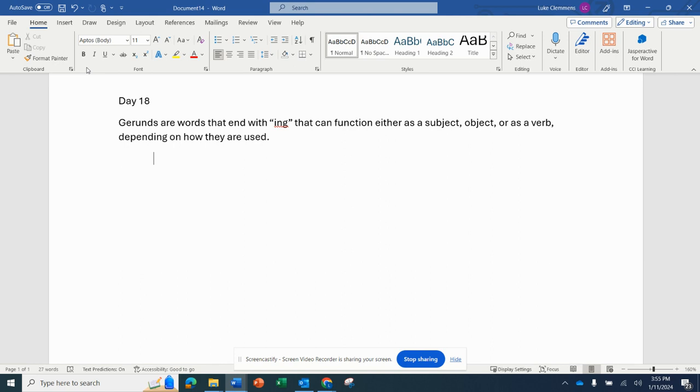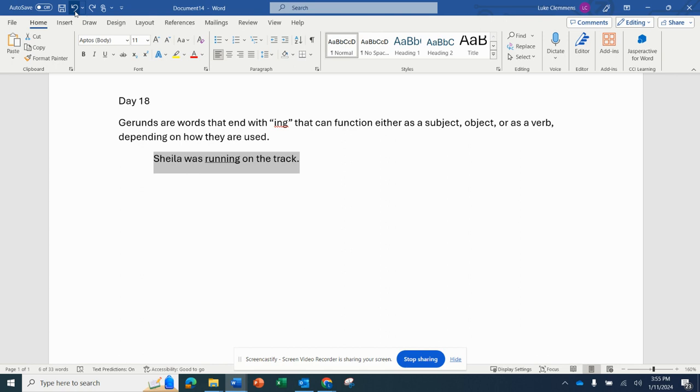So gerunds are a great demonstration of how flexible words really can be. Just because we see something as an adjective in one sentence doesn't mean it's an adjective in another. We have to look at how the word is actually functioning. So let's get some examples.